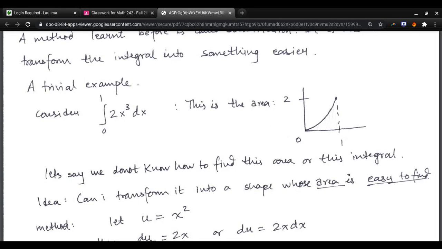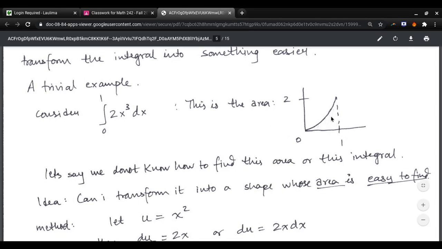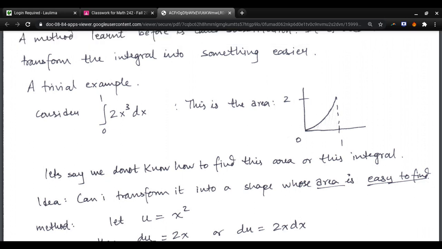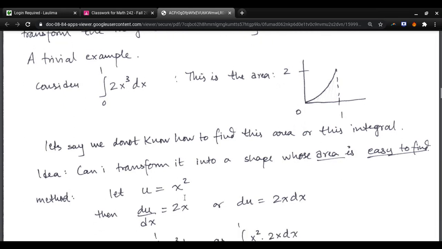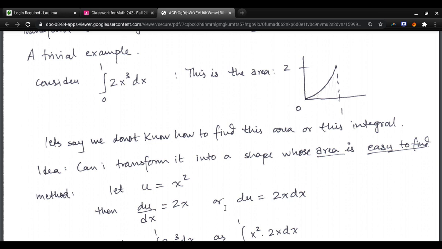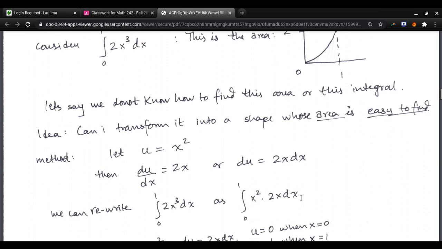Let's also think of it in terms of area, as we're trying to find the area of this shaded region here. Now we don't know how to find this area. Assume for the moment that we don't know exactly how. The idea is, can I transform it into a shape whose area is easy to find, like a rectangle or a triangle? So I say let u equal x squared, then du over dx is 2x, or du equals 2x dx.